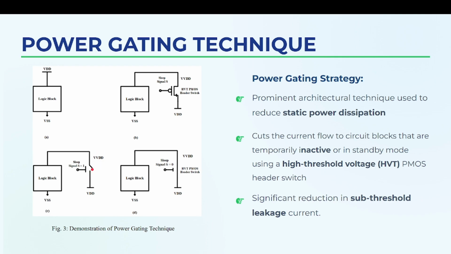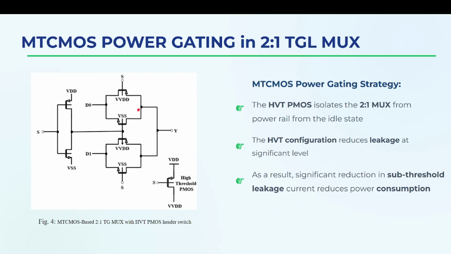And at standby operation, the leakage doesn't flow from here. When the sleep signal is 0, this is short-circuited, the VDD becomes the virtual VDD node, and the block operates correctly. So as we have seen, whenever the circuit is in idle or off state, the leakage is saved. So what is MTCMOS power gating in the 2x1 TG MUX?